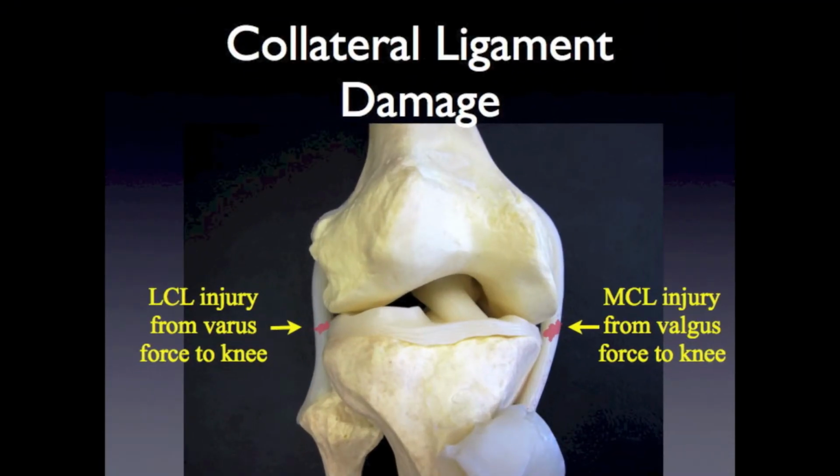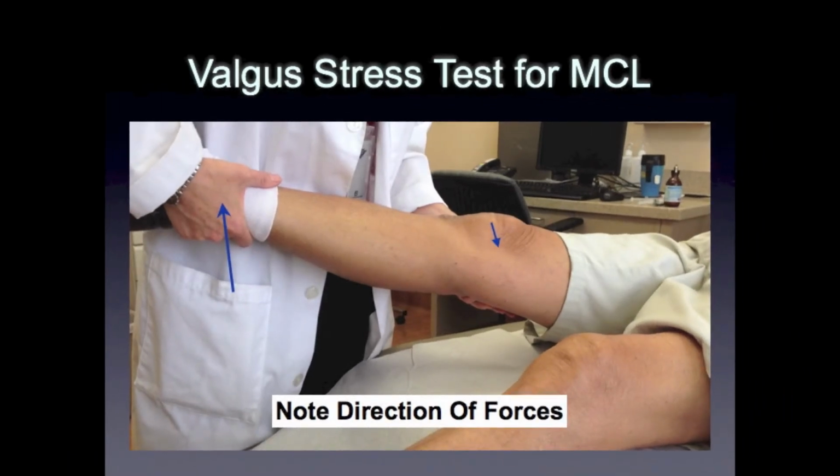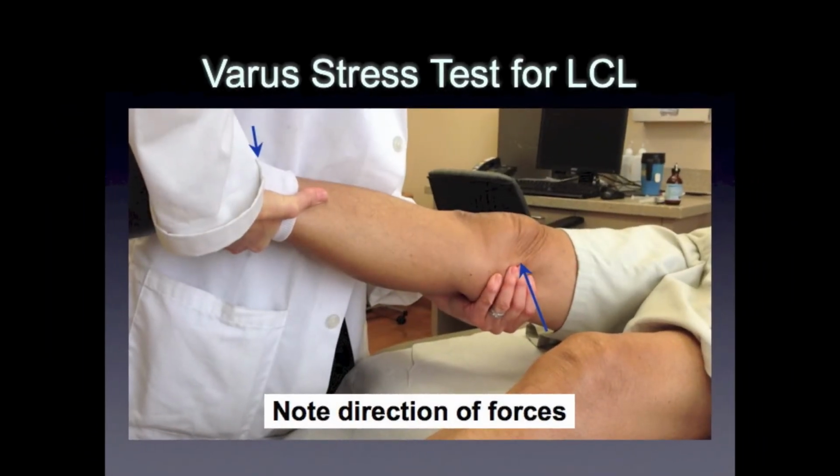Collateral ligament damage can occur with a varus or valgus force to the knee. To test the integrity of the ligaments, we perform these maneuvers trying to feel for opening of the joint. In the valgus stress test, one hand pushes the knee medially while the other hand is pulling the ankle laterally. In the varus stress test, one hand pushes the knee laterally while the other hand is pulling the ankle medially.